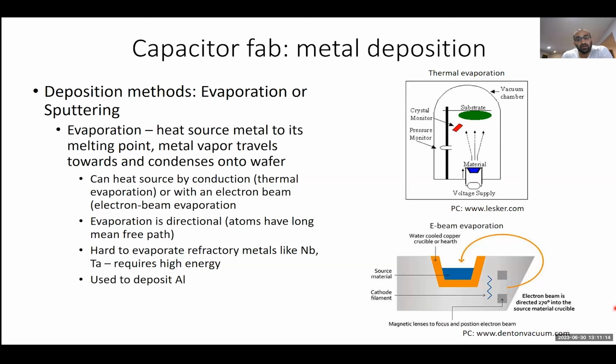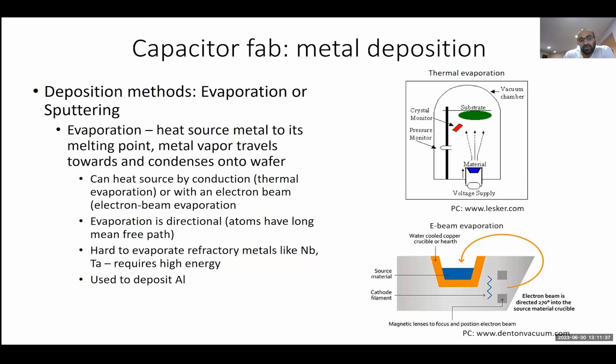One thing I want to note here is that evaporation is a directional deposition process. And because the atoms in the vapor have very long mean-free paths, because you're in a vacuum chamber, they travel in essentially straight lines. And as a result, it's easy to mask against deposition. And this fact will be very useful later when we do junction fab.